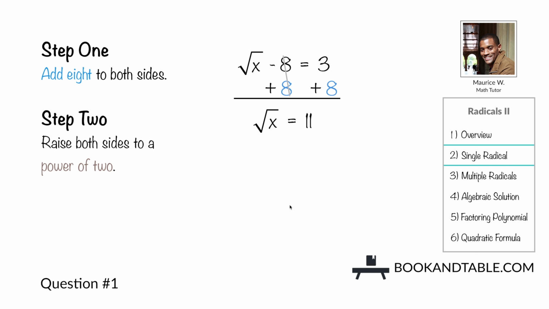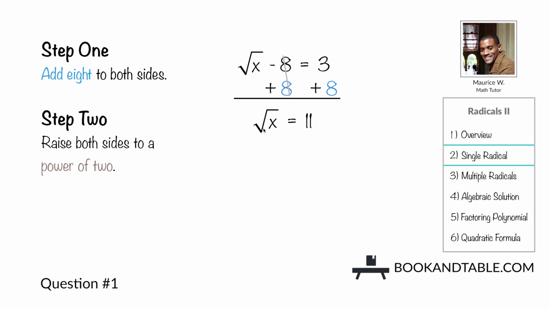Step 1, add 8 to both sides. This is to help us isolate the first radical. So that leaves us with the square root of x on the left side and 3 plus 8, which gives us 11 on the right side.